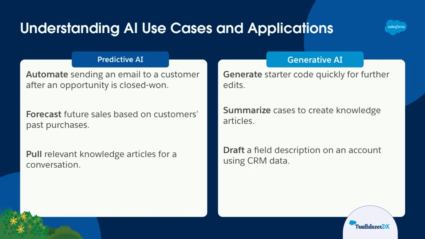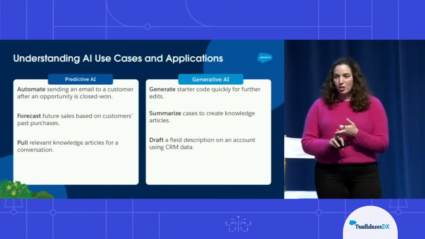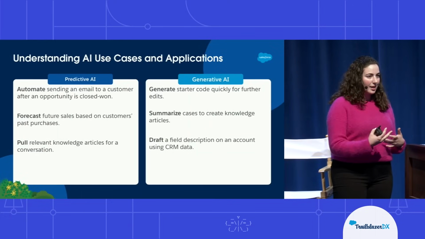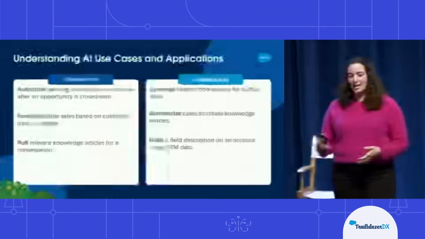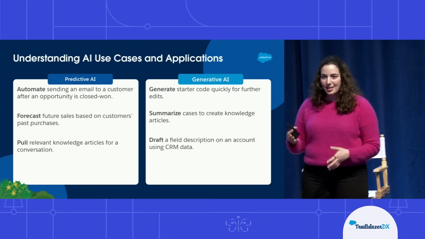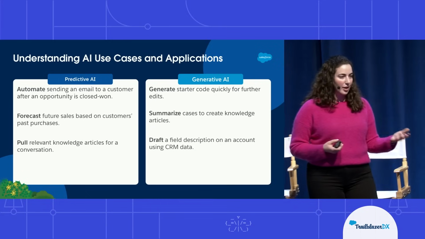So let's look at some examples of how we might use AI within Salesforce today. On the left-hand side, I have some examples of predictive AI. These are things like automating sending an email to a customer, forecasting future sales, or pulling relevant knowledge articles for a conversation. Again, these are things that you might be doing today with tools like Flow or Next Best Action, or even bots. And on the right-hand side, we have our generative AI examples. Things like generate starter code for future edits, summarizing cases to create knowledge articles, or drafting a field description on an account using CRM data.